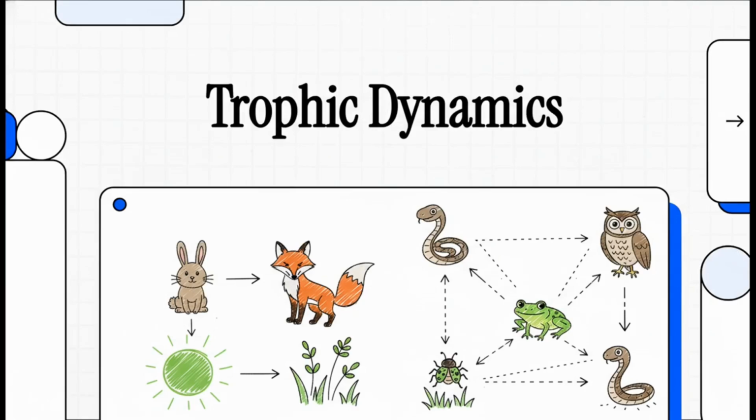Hey everyone, welcome. If you're gearing up for the CSIR-NET Life Science exam, you know that understanding how energy moves through an ecosystem isn't just a side topic, it's absolutely fundamental. So today, we're diving deep into trophic dynamics, breaking down everything from the simple food chains we learned in school to the intricate, complex webs that truly define life.